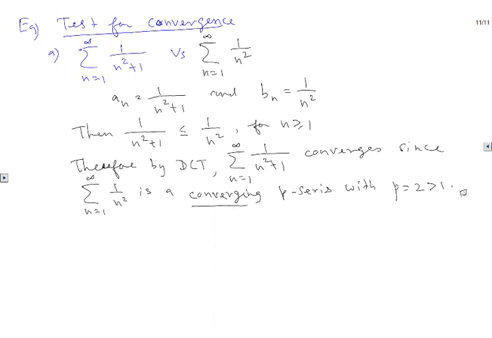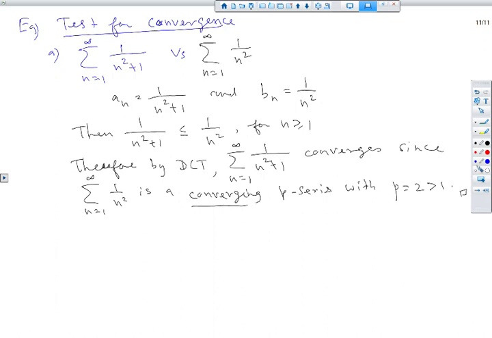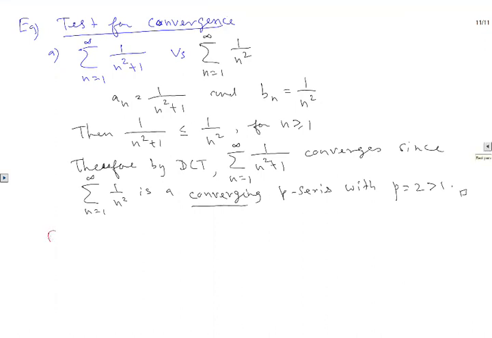So now you can see that if you try to apply this technique with this series, n going from 1 to infinity, 1 over n squared minus 1, you get stuck because it goes in the backward direction. When you try to compare with 1 over n squared, it's going to go backward.